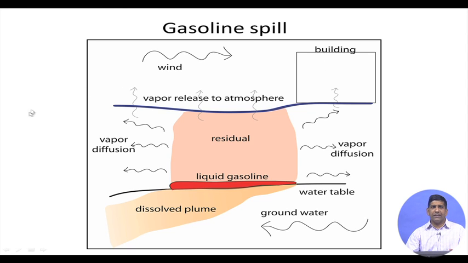So this gives a scenario. This is also known as the conceptual diagram. It's a conceptual diagram in terms of any release of chemical, what are the different things that will happen in the environment in the near vicinity of that particular spill. So that was one example.